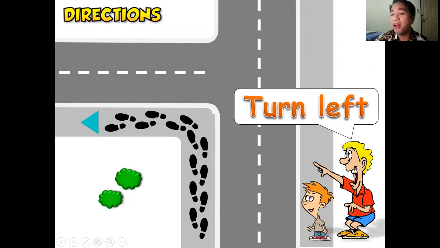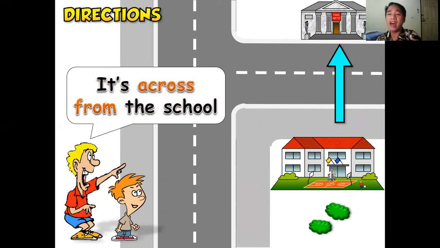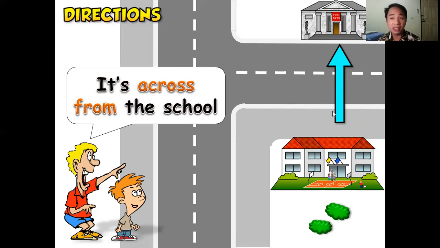And then after you turn right, you have to cross the street to find the museum. So it's across from the school. So this is the school here. And then you have to cross the street and you can find there the museum. So you can say it's across from the school. So this is what you call the place, okay? The museum. Okay, when you cross the street, you can find the museum. So that's how you ask or answer or give directions, okay?